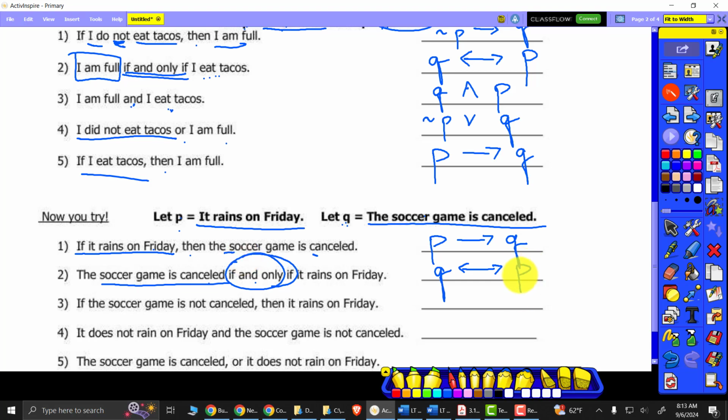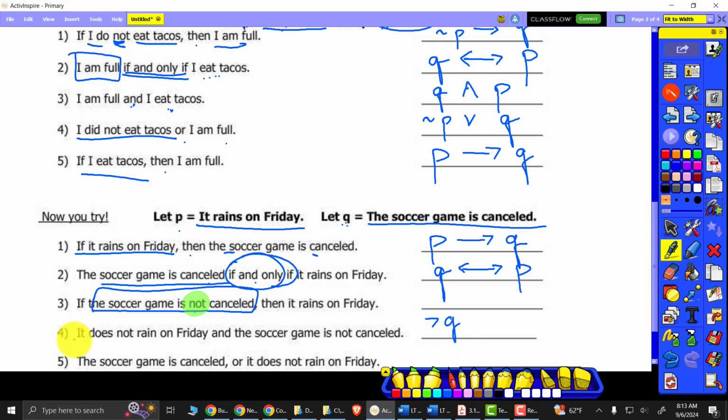All right, number 3. If the soccer game is not canceled. So we are using not here, okay? That is a negation. The soccer game is not canceled. That is the negation of your Q. So I am going to negate my Q right now.